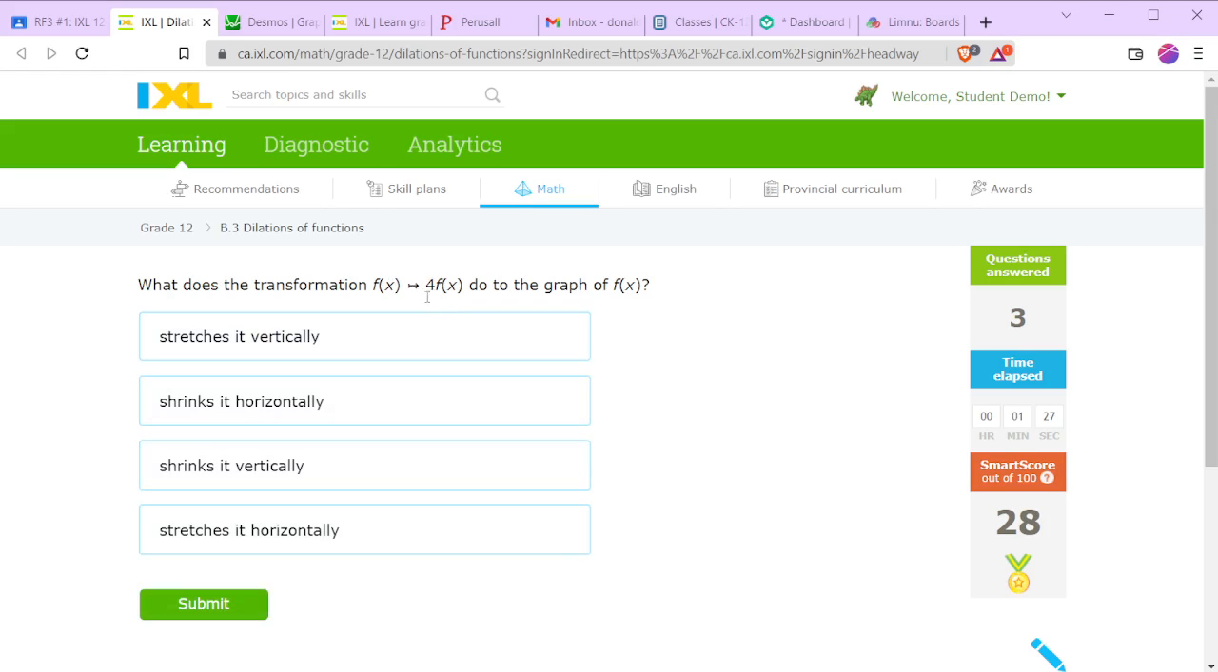Now the 4 is acting outside. So when y is 0, we still have 0. When y is 1 in the old, we now have 4. So this is going to stretch it vertically.